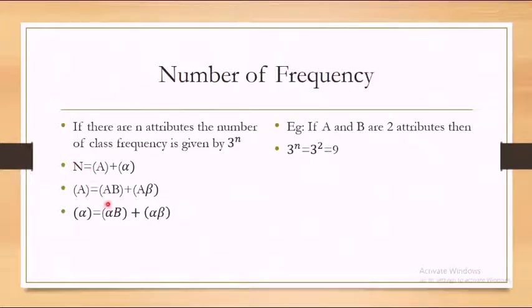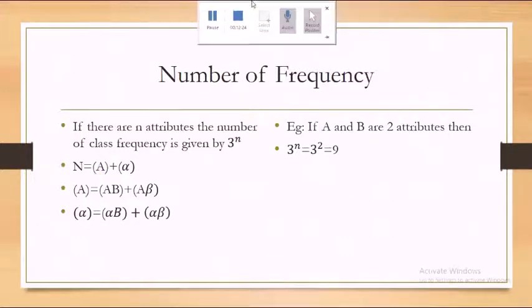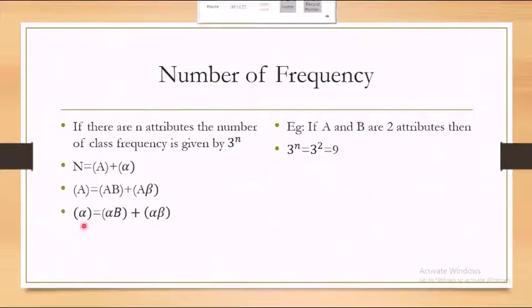Before that, I'm going to give you 3 important formulas. N, or the total number of frequency, is equal to what? So here, what is n? The total number of frequency is equal to the number of A plus the number of alpha. So if you add up the number of A and the number of alpha, you will get the total number of frequency.